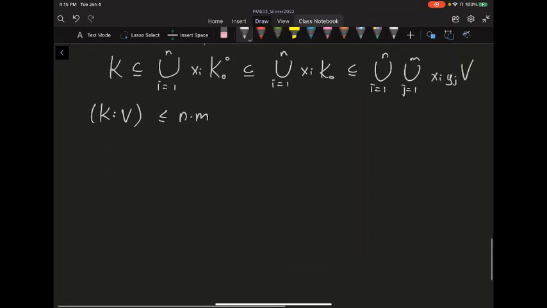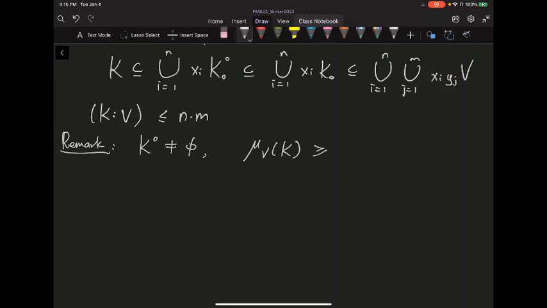All right, I just want to point out one quick remark. Because you basically do the same argument, as long as the interior of your k is non-empty, you can show that mu v of k also has a lower bound. You can reverse k0 and k. You can show that it's bounded below by this constant, k0 over the interior of k. It's essentially just the same proof.